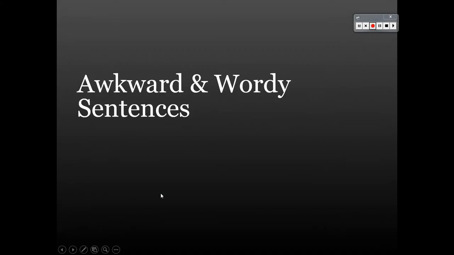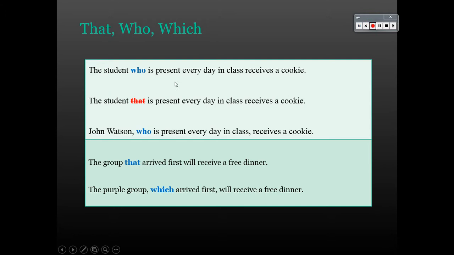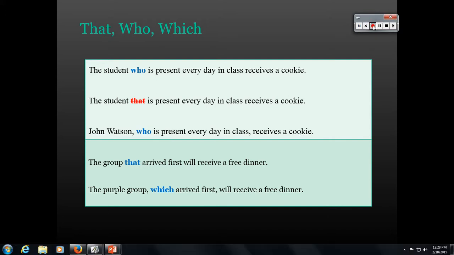Alright, so these are awkward and wordy sentences. The student who is present every day in class receives a cookie. The student that is present in class every day receives a cookie, and John Watson, who is present in class every day, receives a cookie. This is basically talking about the proper use of that, who, and which.